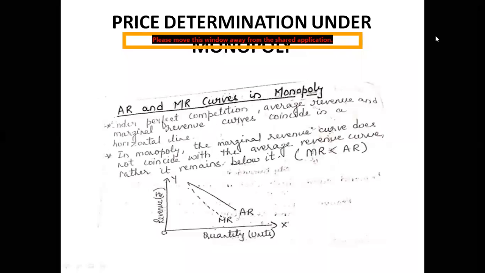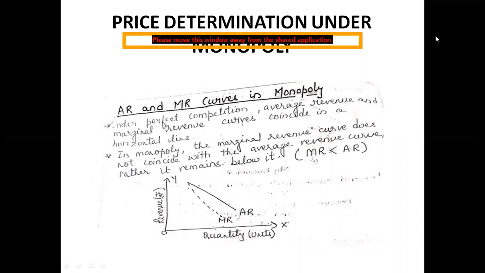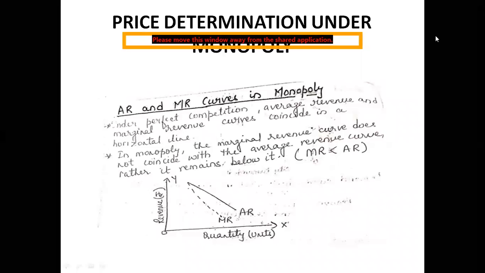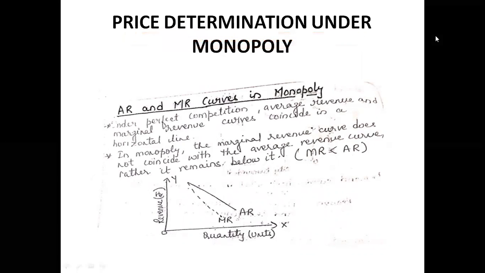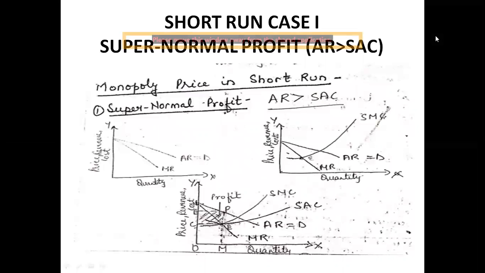So the price determination under monopoly says that we can see the average revenue and marginal revenue curves in monopoly. We have seen the average revenue curve and marginal revenue curves in perfect competition. They both coincide and form a horizontal line, while in monopoly the marginal revenue curve does not coincide with the average revenue curve and it remains below it. So the short run case 1, the case of supernormal profit, is the case where average revenue will be greater than the short run average cost.